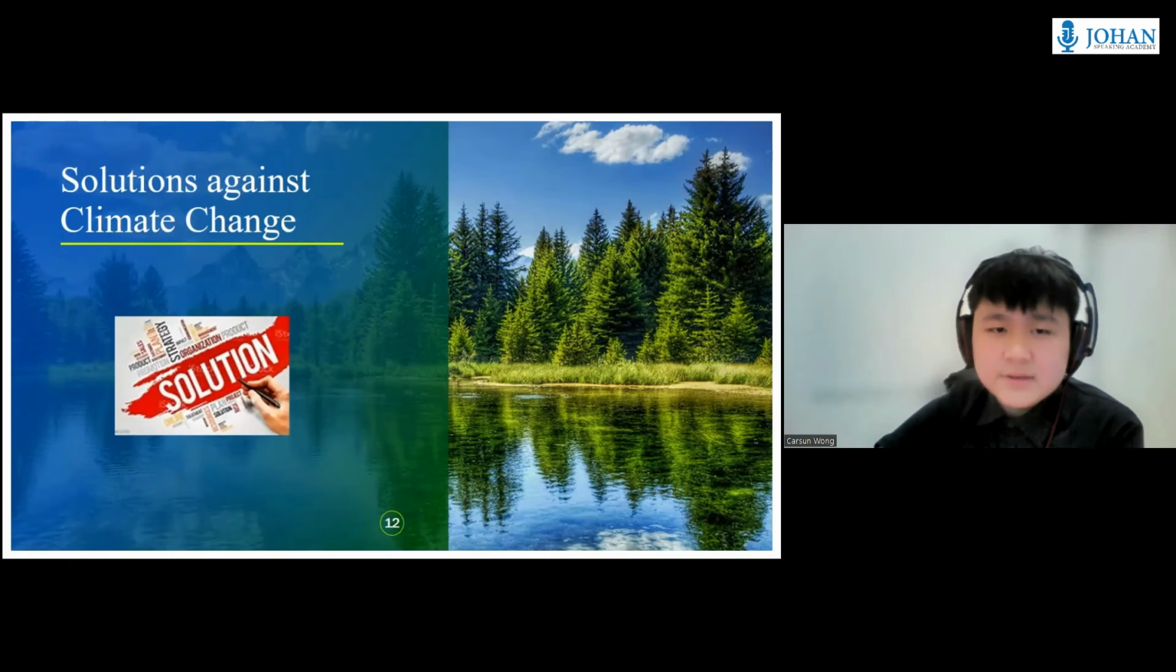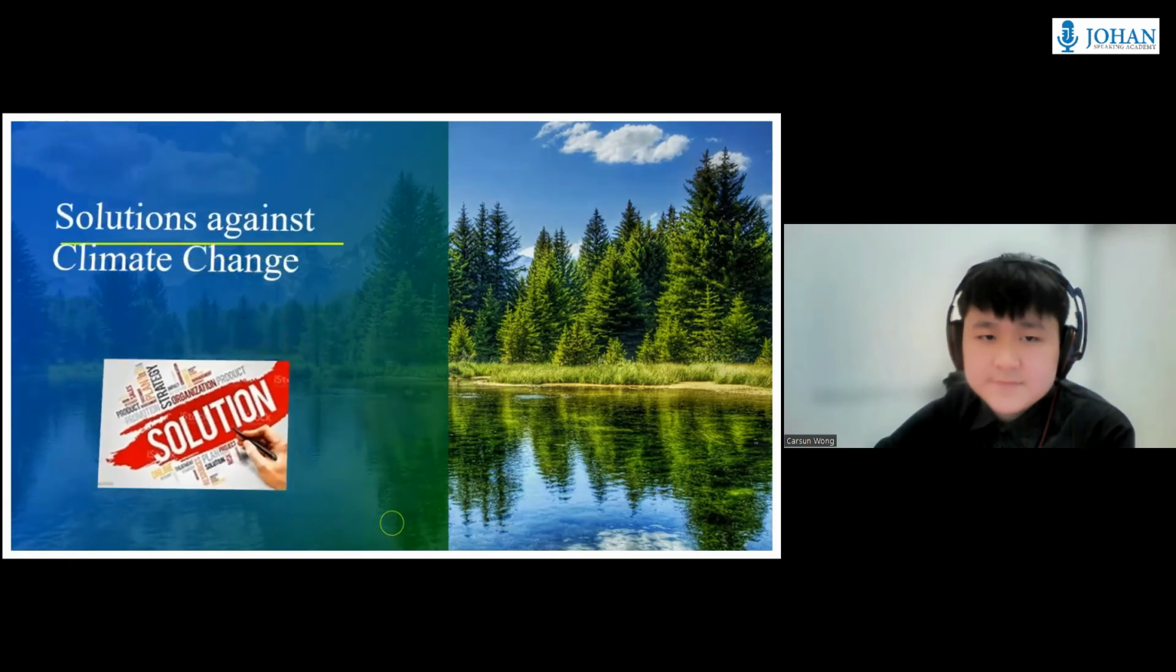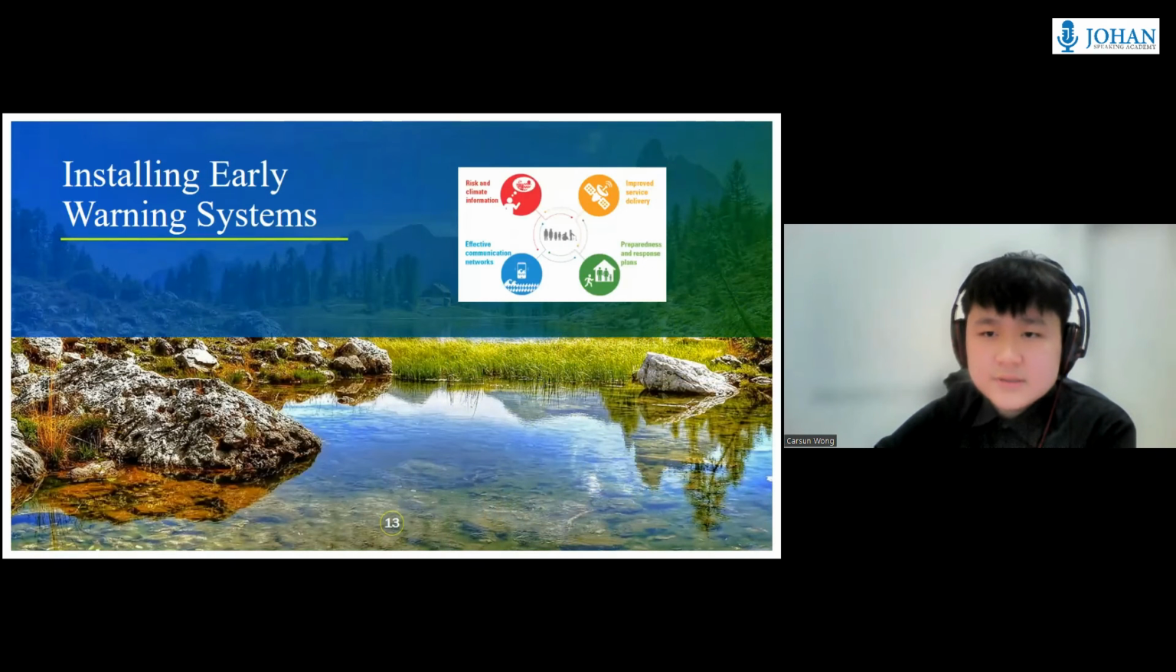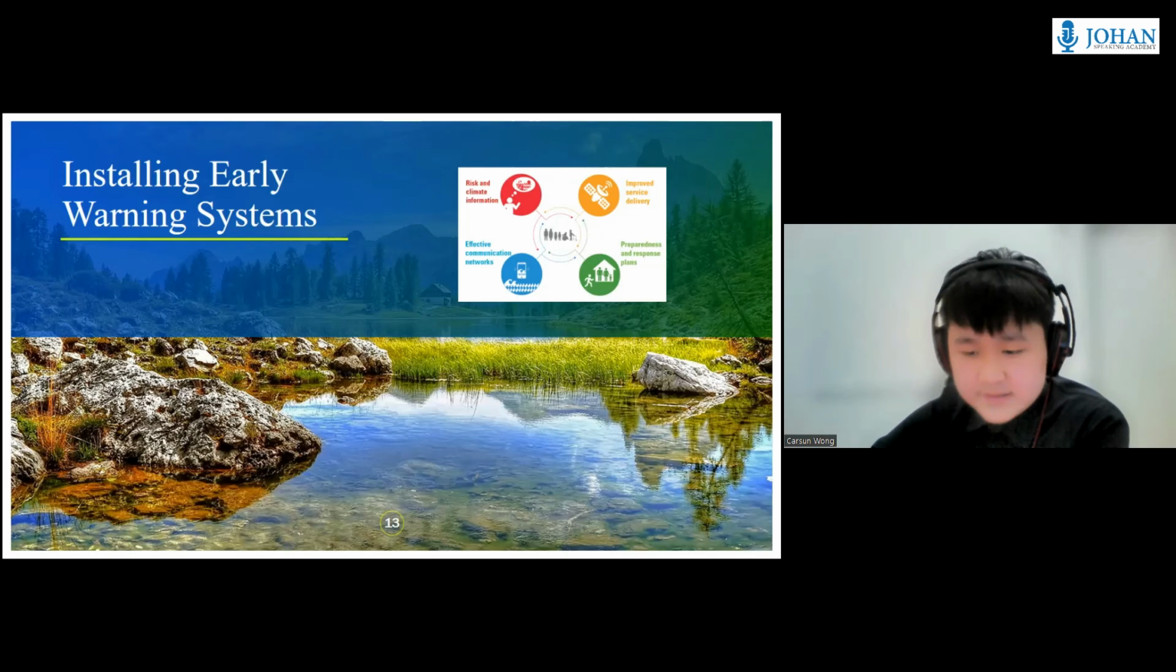Here, I will list some solutions against climate change. Installing early warning systems. Installing early warning systems allows us to get informed before the disasters happen and get prepared. This has saved tons of lives, but a lot has been lost because this is an imperfect system.